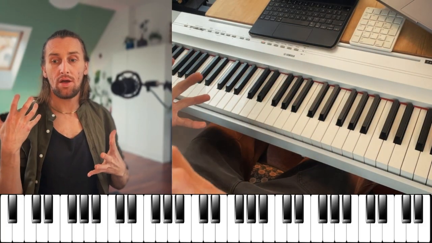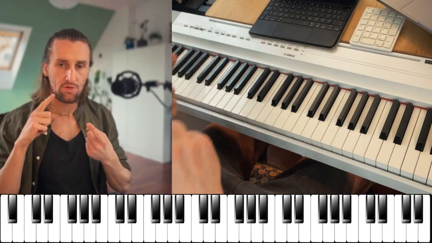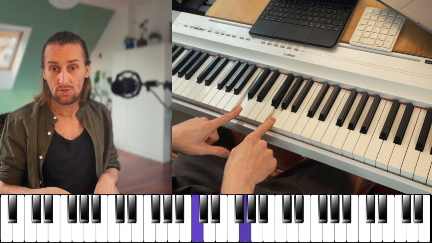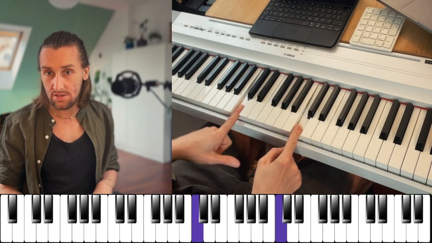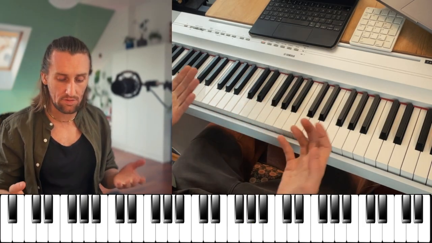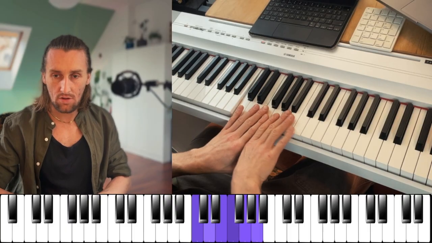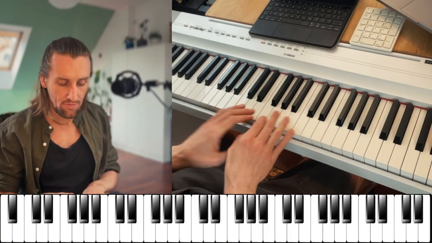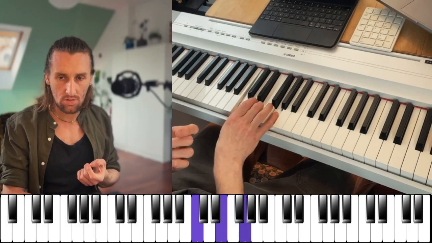First, we can start by defining these three concepts. So first of all, intervals, that's a way of measuring the distance between two notes. For example, this is called a fifth. This is called an octave. The next thing we're going to talk about is scales. So that's, for example, called a C major scale. Finally, we're going to talk about chords.